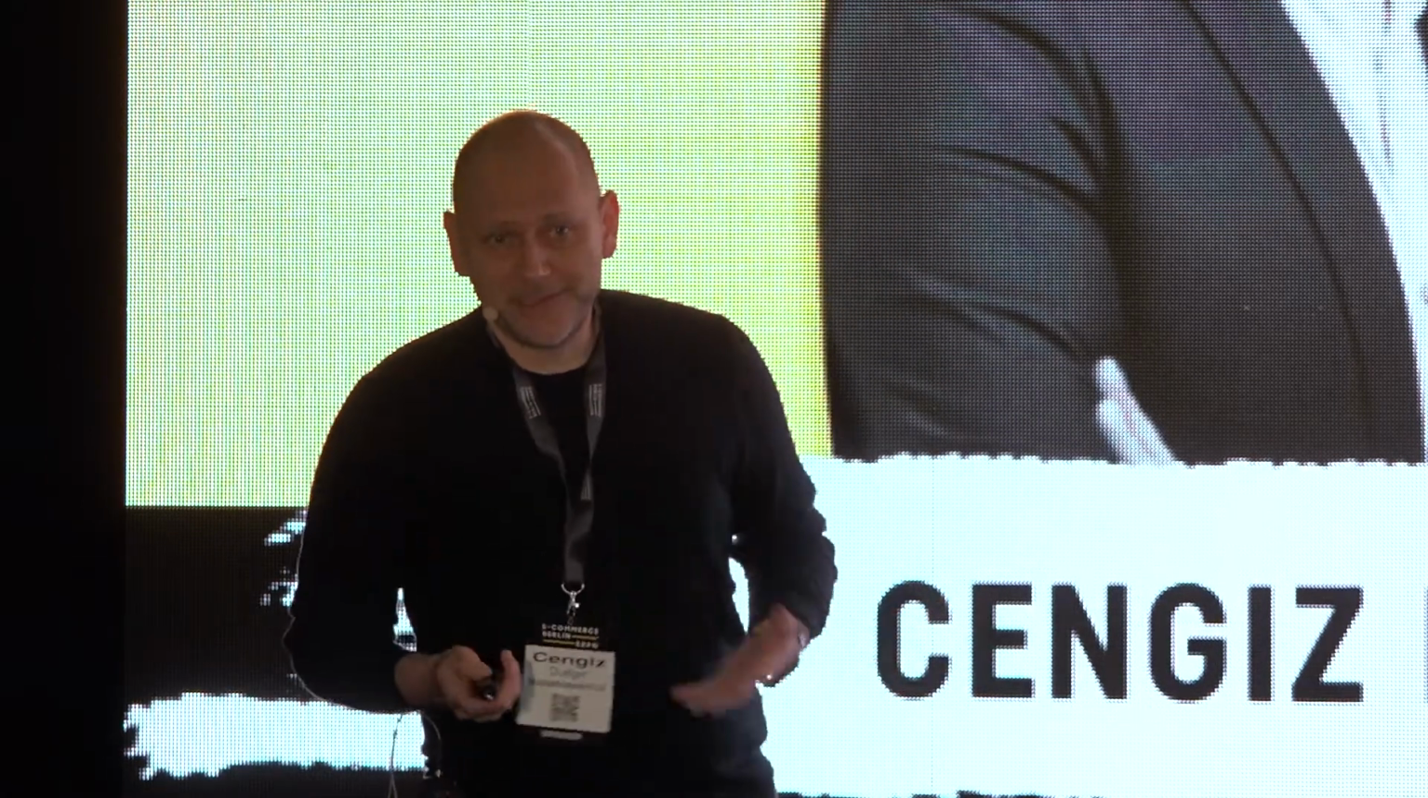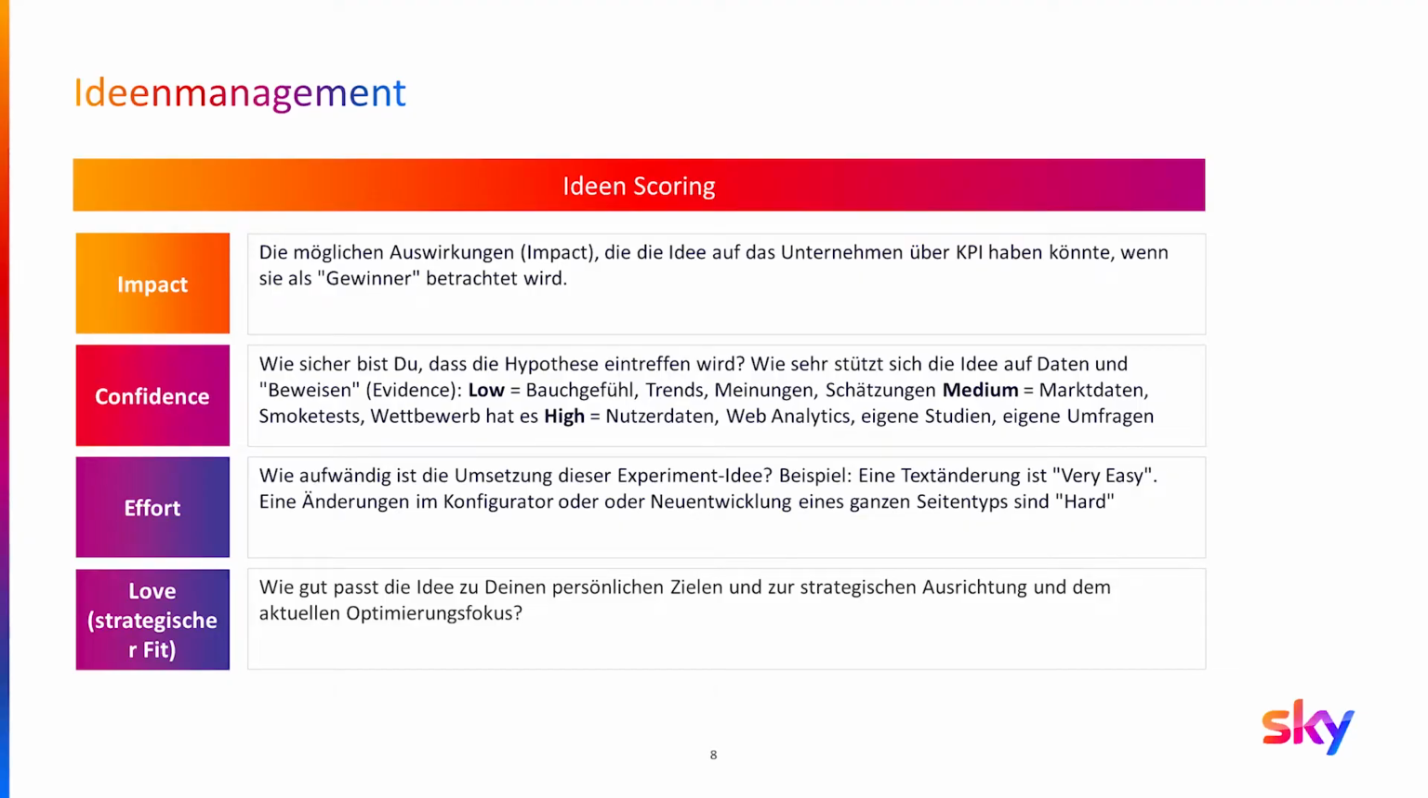Then it's about scoring. As I said, capacities are really low. You can't test limitless. I'll come to that later as well. So you really need to think about what you are going to test as the next test. So what we do is we created some kind of idea scoring. And again, I don't say this is the perfect way, but this works out quite well for us.